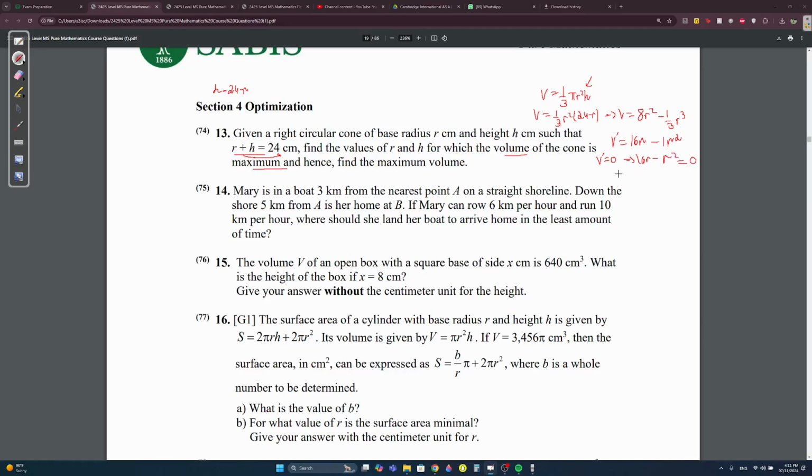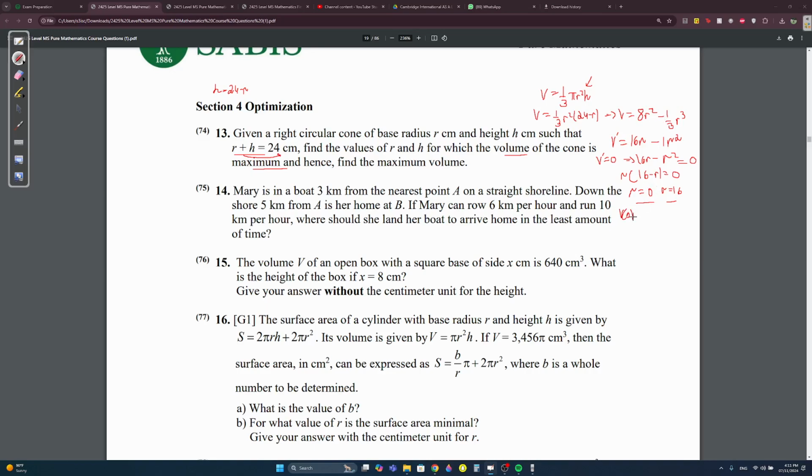And how would you solve this? You just factor out R. You get R times 16 minus R is equal to 0. So you get two values. You get R is equal to 0 and you get R is equal to 16. Okay. Obviously, R equals 0 is wrong. Well, not obviously. You have to show that if you substitute 0, you're going to get 0.